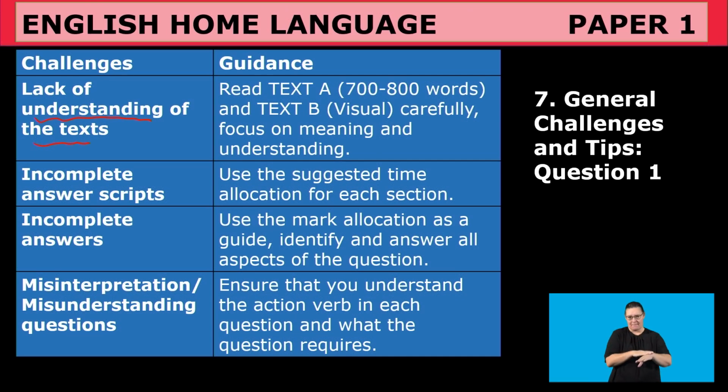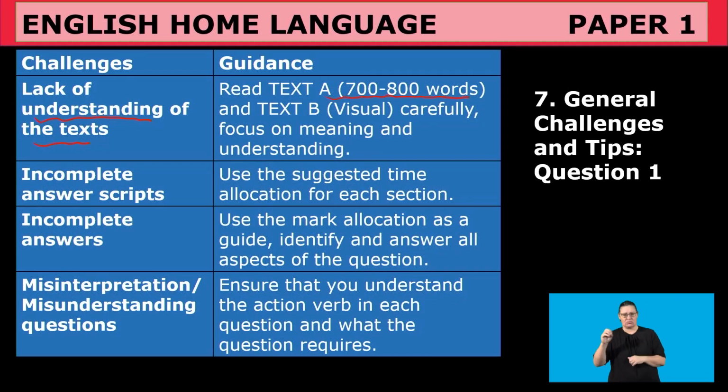Take your time. I suggest using the 10 minutes reading time to read the text and the questions if you have time for that, and make sure you understand. The text will be about 700 to 800 words. That is a big chunk of text. So take your time, take it sentence for sentence or paragraph for paragraph. Make sure that you eat the elephant bit by bit. There will also be a text B, a visual, and carefully focus on understanding and the meaning behind the visual.